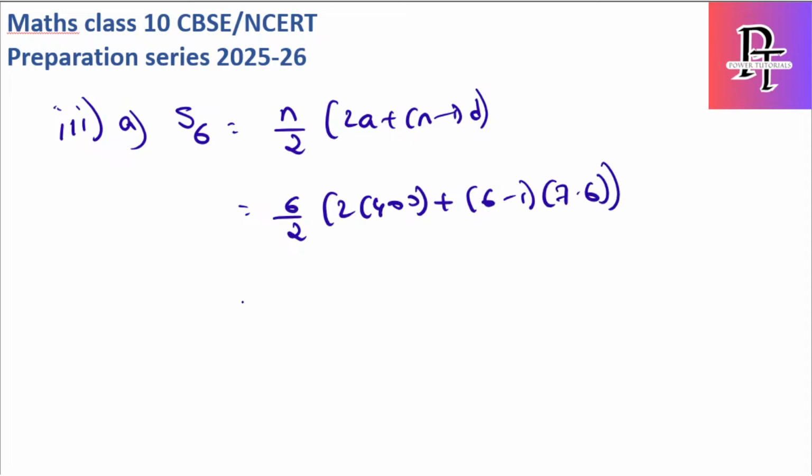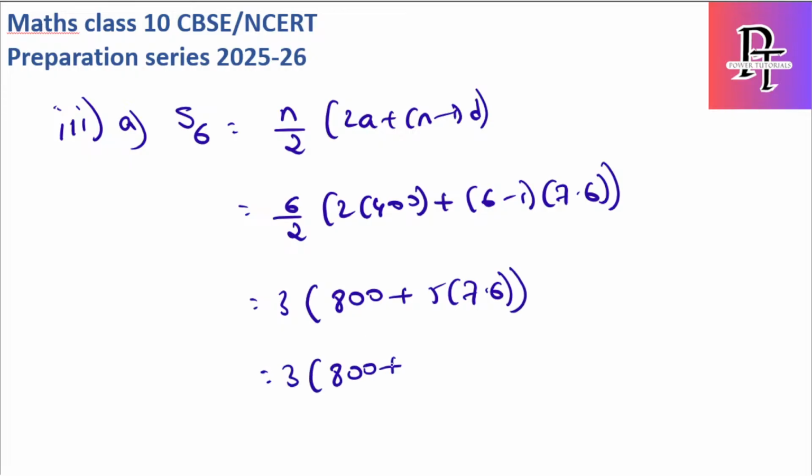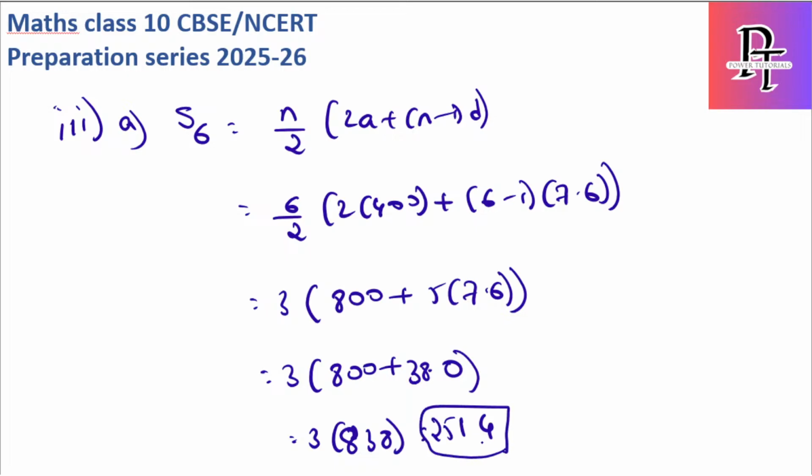d is 7.6. Okay, 6 by 2 is 3. 2 into 400 is 800 plus 5 into 7.6, which is 38. So it is 3 into 800 plus 38, that is 3 into 838. 3 8s are 24, 3 3s are 9, plus 1 is 10, 11, so 2514. So the distance for the first 6 lanes is 2514 meters.